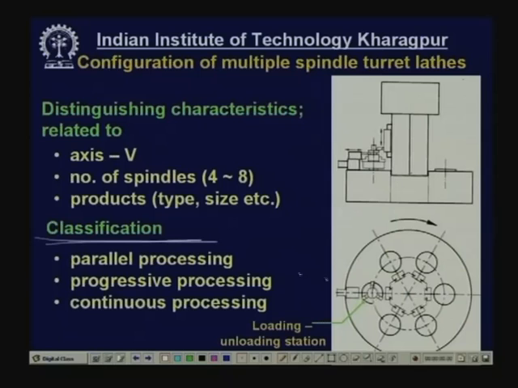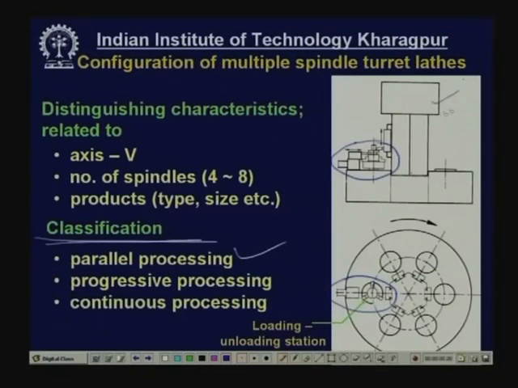Multi-spindle turret lathes are again maybe 3 types. The configuration looks alike, but the principle of working will be slightly different. So, parallel processing. Parallel processing means here this unit, say this unit or say this unit, they look like one machine tool. So, one spindle, one tool, and one tool will be mounted on the ram.